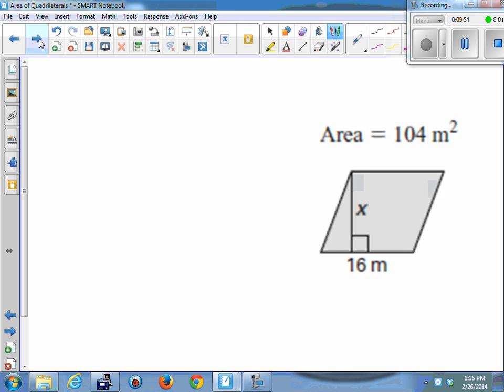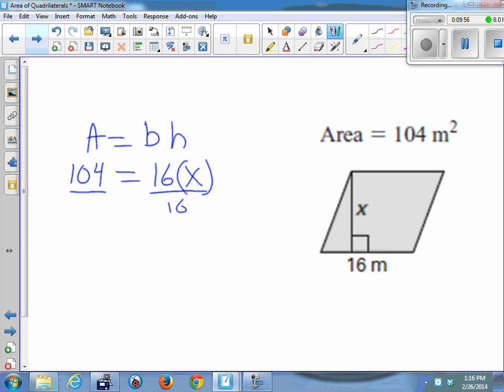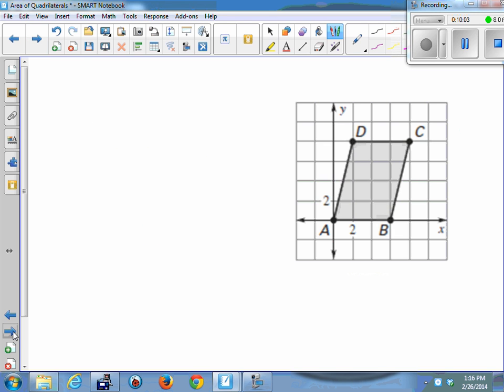All right, sometimes they give us the area first. So we still set up area equals my base times my height. Area is 104 equals my base is 16, and then my height is x. So you just do this, just solve the equation for x. So we have 104 divided by 16. So x is 6.5. Right? Just gotta be able to work through it.